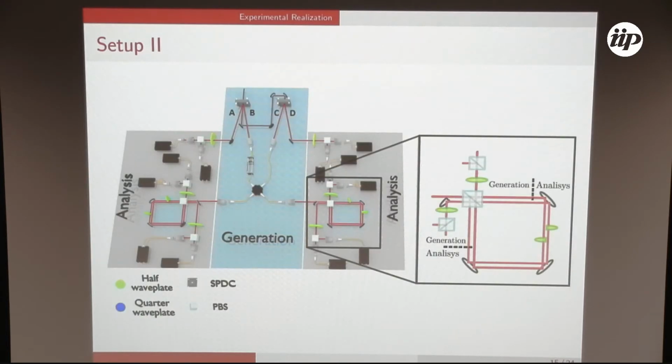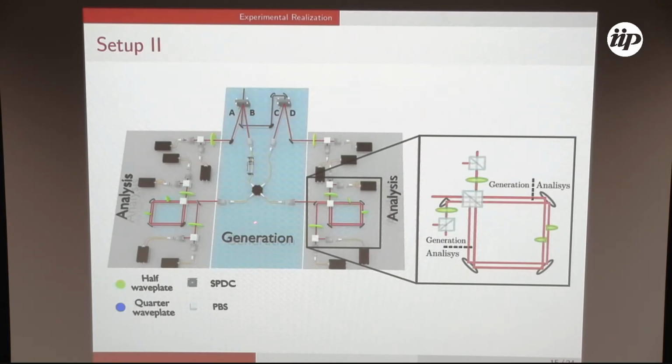And about the second setup, here we use two SPD sources, which produce two entangled pairs of photons, which are then further entangled by means of this fiber-based PBS. With this scheme, detecting four-fold coincidence, we can generate a four-photon entangled state in polarization.